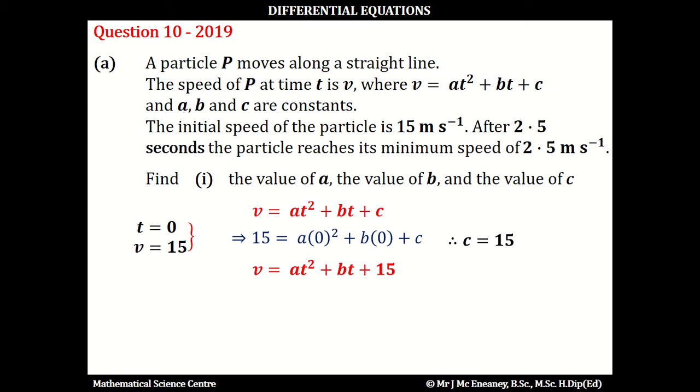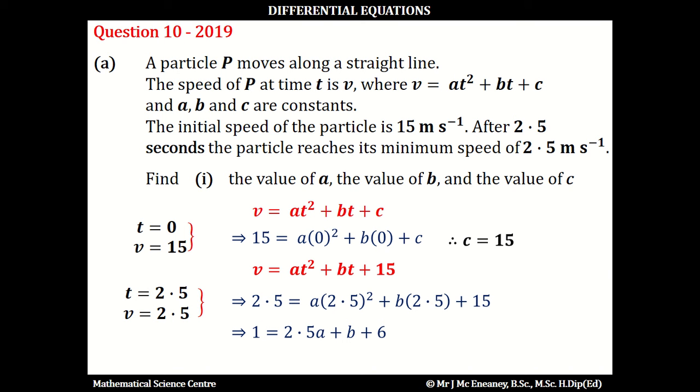Next of all then, we know that the speed is 2.5 when the time is 2.5. So when the time is 2.5 seconds, the speed v is 2.5 meters per second. So we substitute in v is 2.5 and t is 2.5. Now here we can divide everything by 2.5 and you get 1 equals 2.5a plus b plus 6. And if you bring the 6 across, 1 minus 6 is minus 5. So this means 2.5a plus b equals minus 5. So we can label that then as equation number 1.